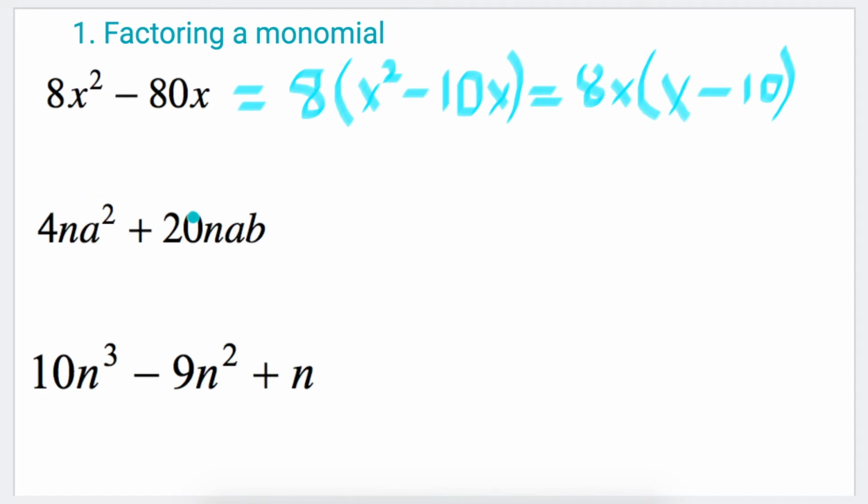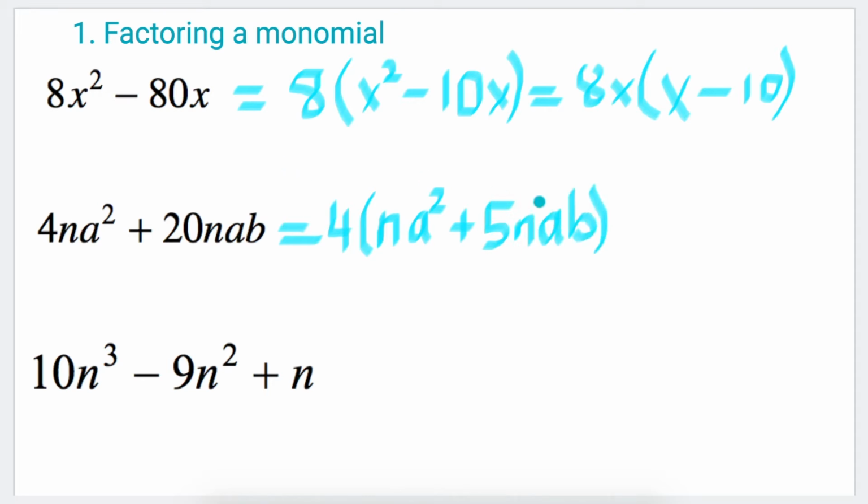In the second problem, when you look at the coefficients 4 and 20, you notice that 4 and 20 have several common factors: 1, 2, and 4. So 4 is going to be the greatest common factor. So when you factor out 4, you remain with na squared on the inside, plus 20 divided by 4 is 5, so you're going to have 5nab.